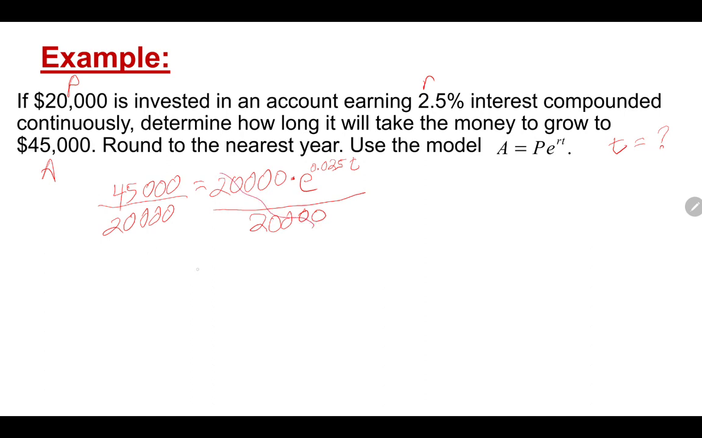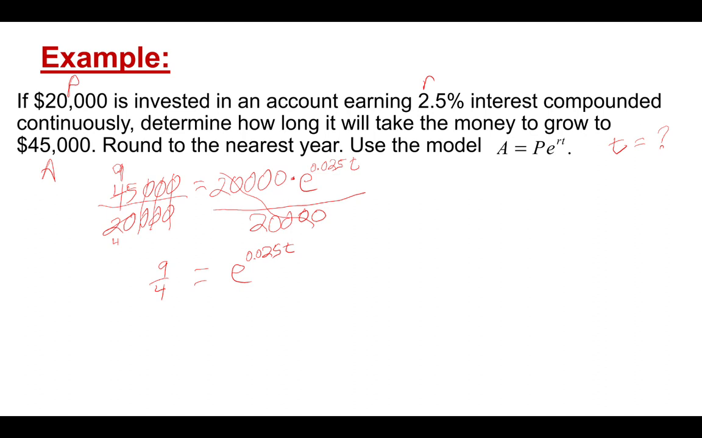And then on this side, I now have e to the 0.025 T. And on this side, those go away. And I'm left with 45 over 20, and that could be simplified. 5 goes into those, so this would become 9 over 4, right? So 5 will go into 45 9 times, and 5 will go into 20 4 times. So on this side, I have 9/4. Everything else simplifies. That's great.